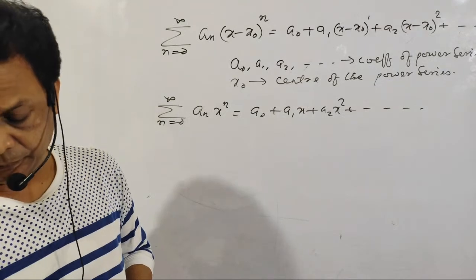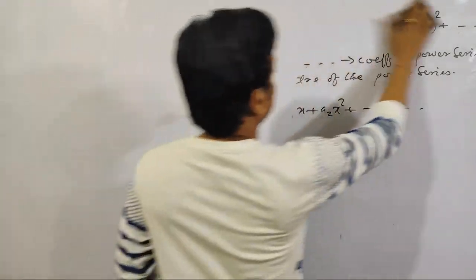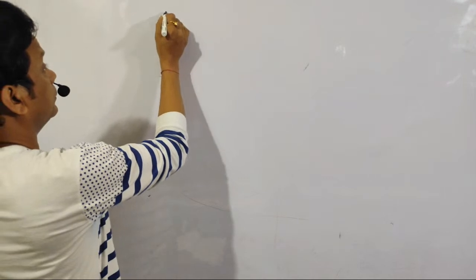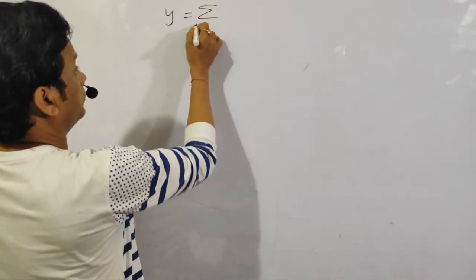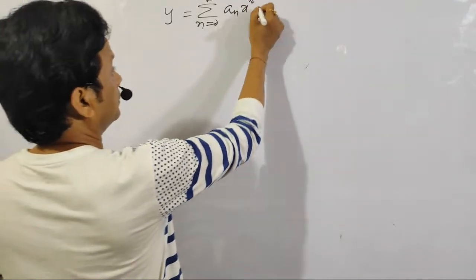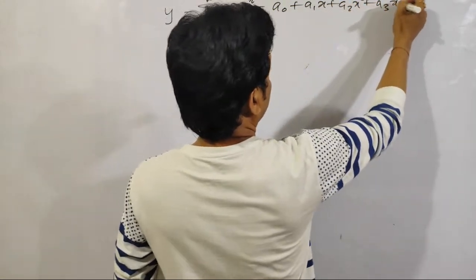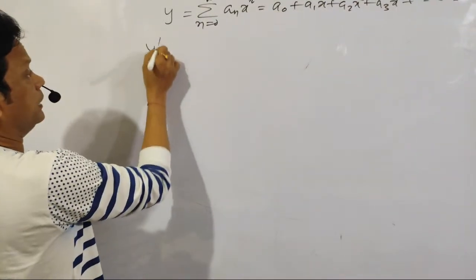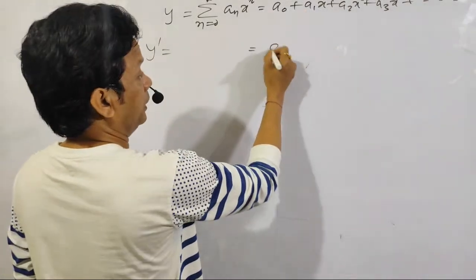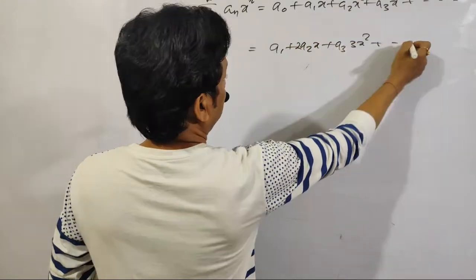Now, see here. If y is equal to summation n is equal to 0 to infinity an into x to the power n, clear? That means a0 plus a1x plus a2x square plus a3x cube and so on. Then what is y dash? Y dash means derivative of y. Can you tell me first of all, see here, the derivative of a0 is 0, this will be a1 plus a2 into 2x plus a3 into 3x square.